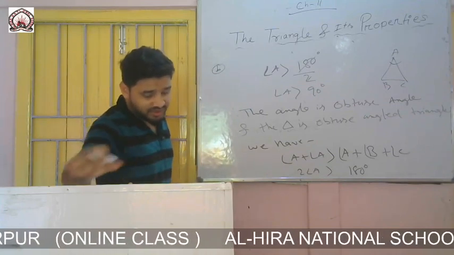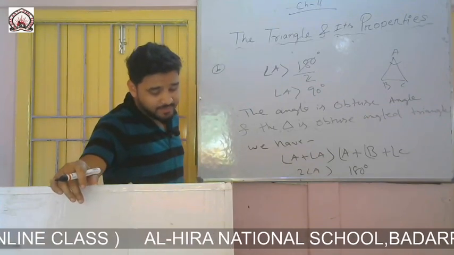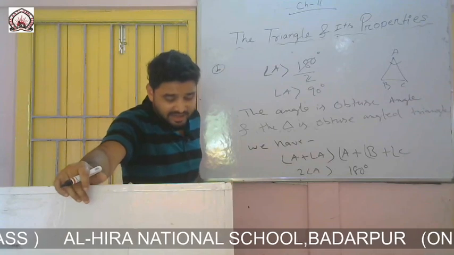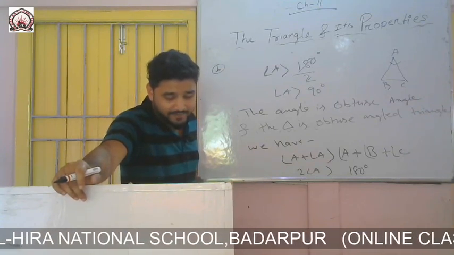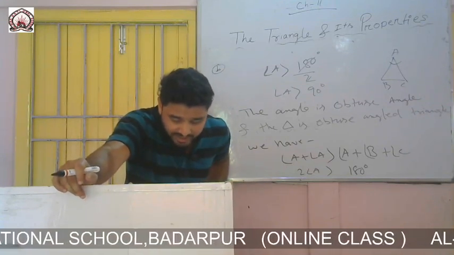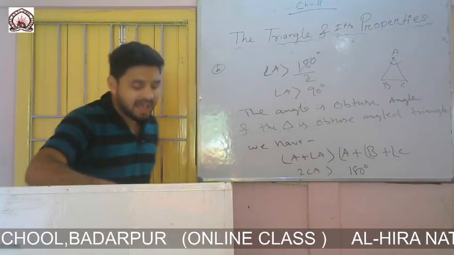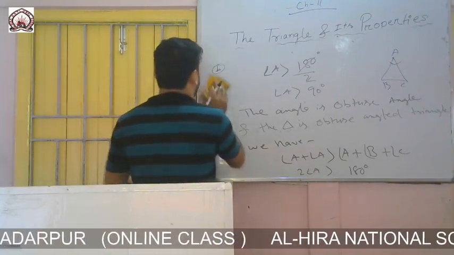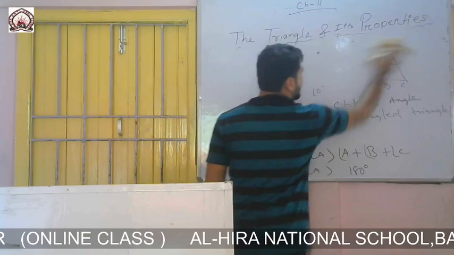You see, question number 6 is: in a triangle ABC, if 3 angle A equals 4 angle B equals 6 angle C, then calculate the angles. That means you have to find the angles. So see how to give the solution.